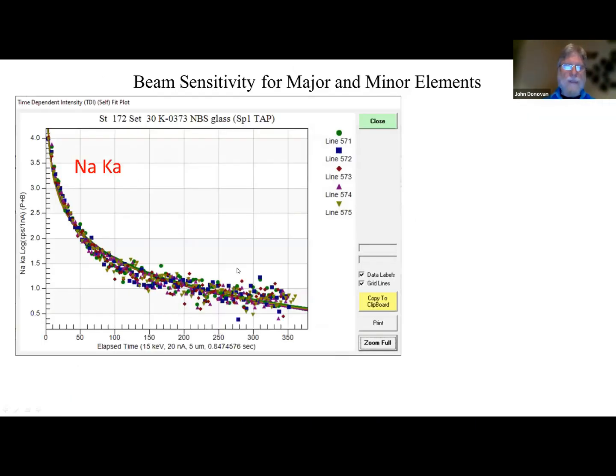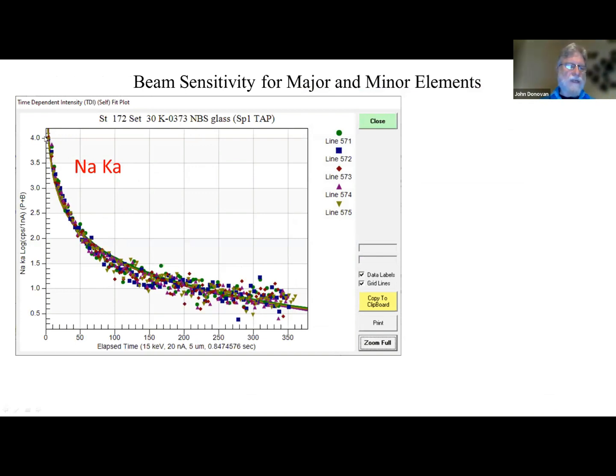Okay, beam sensitivity. We've been talking a little bit today about, and Annette talked about it yesterday, the sensitivity of some materials to the electron beam. Here's a very beam sensitive glass. This is a synthetic NIST glass that was, I think, used to look at storing radioactive waste. And so it's a very high sodium glass.